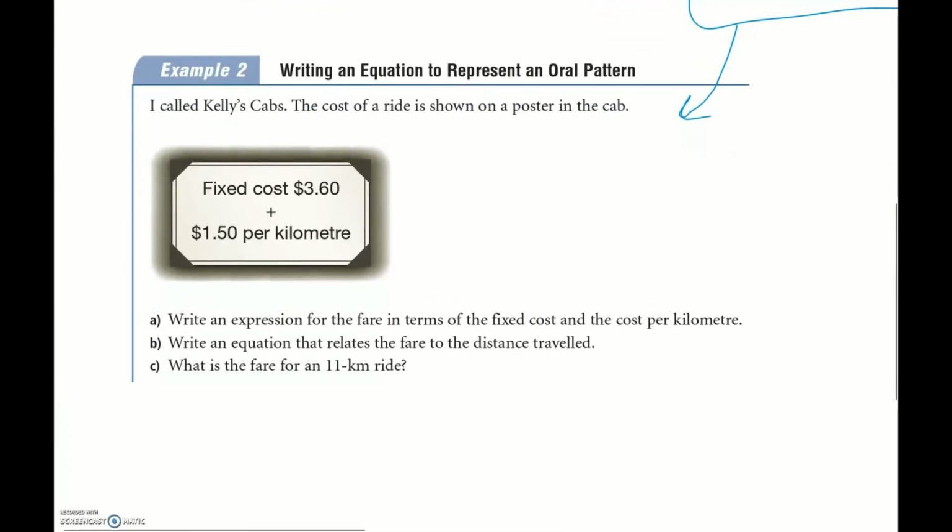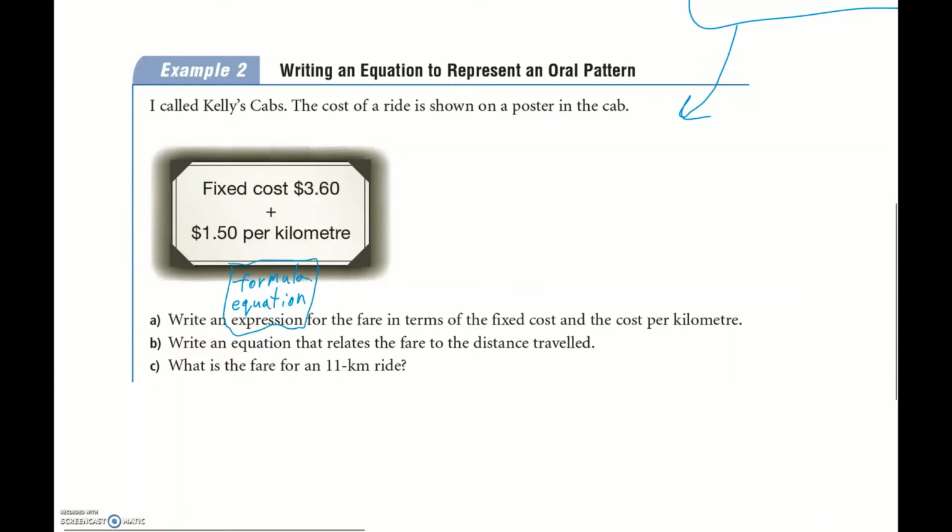I called Kelly's cabs. The cost of the ride is shown on the poster in the cab. So it says, cost of the ride is the fixed cost plus this much per kilometer. So if we're going to write an expression or an equation or formula for A, any of those words work. So maybe I'll write all those words here. Equation, formula.